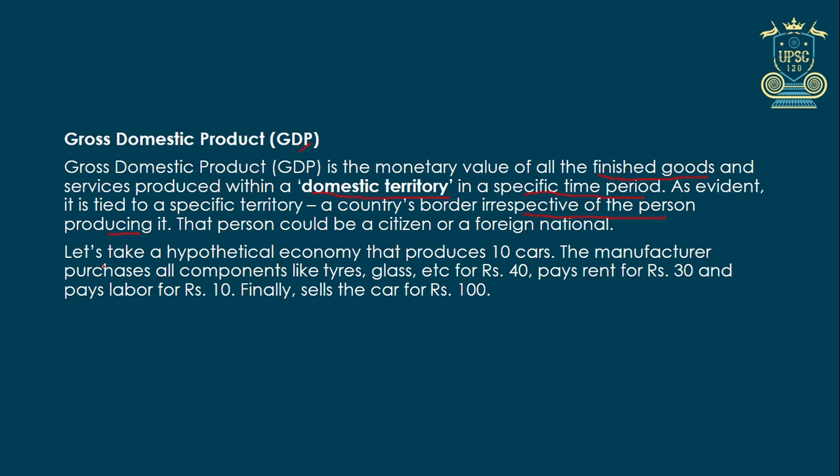Now, for example, let's take that there is an economy, and we are producing 10 cars. Now, the manufacturer purchases all the components like tires, windshield glass, brakes, everything for 40 rupees. Then he pays rupees 30 as rent for the place where the car is made. Let's take the rent as 30 rupees, and he pays the labor 10 rupees. The labor cost is 10 rupees. So how much is it? And he finally sells the car at 100.